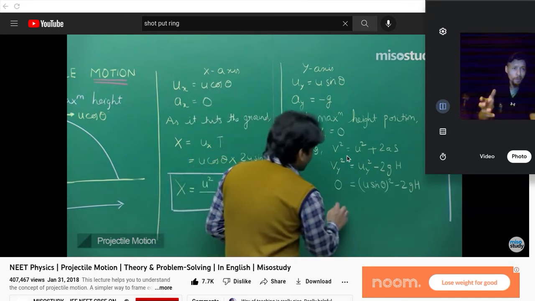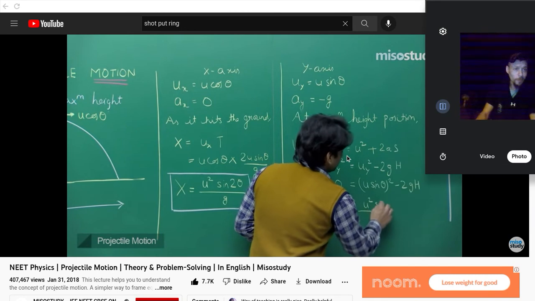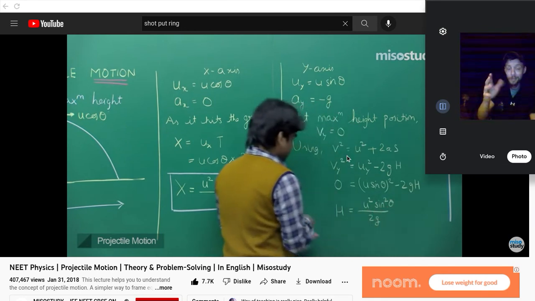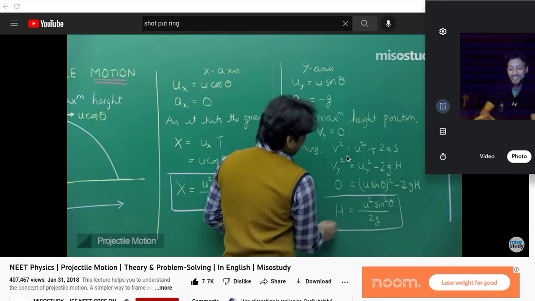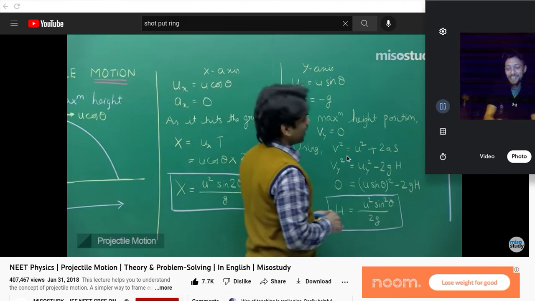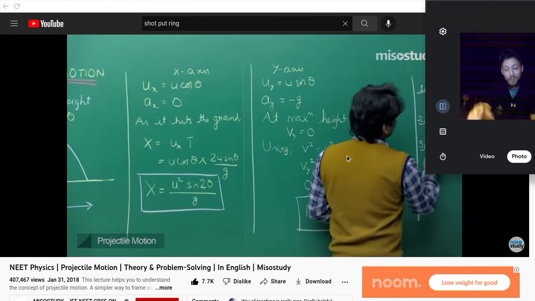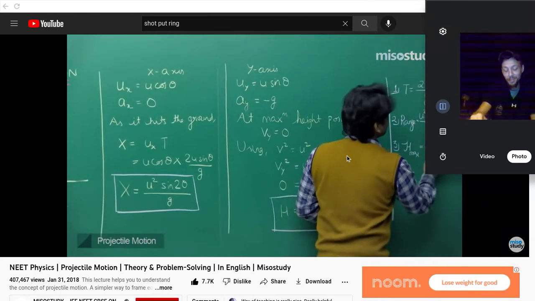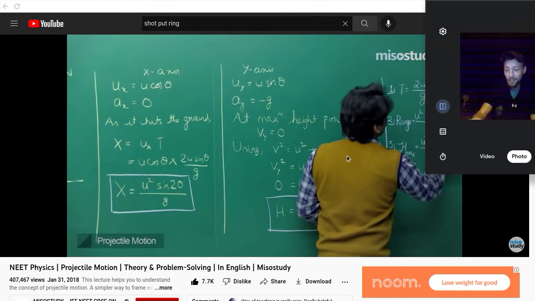Capital H will come out to be u square sine square theta by 2g. This is the equation, the value of the maximum height that we have obtained. So let's write this result also in this part of the board. Third is the maximum height, H max, which came out to be u square sine square theta by 2g.